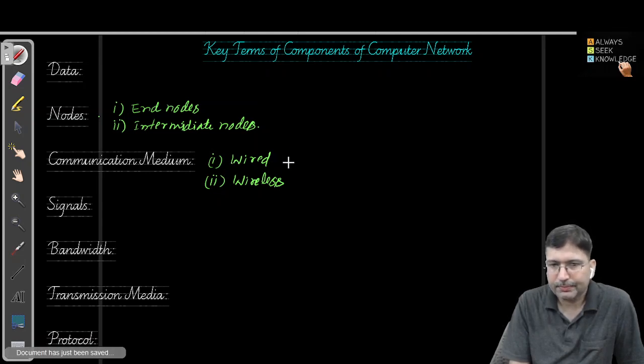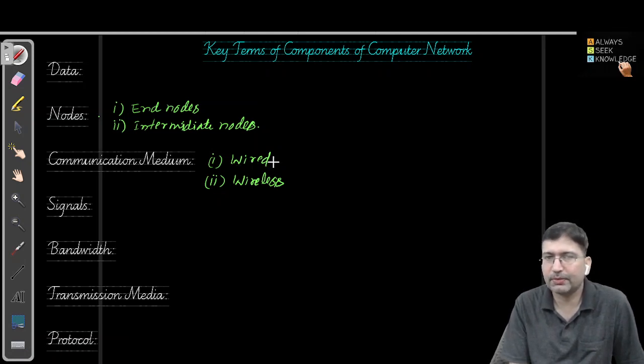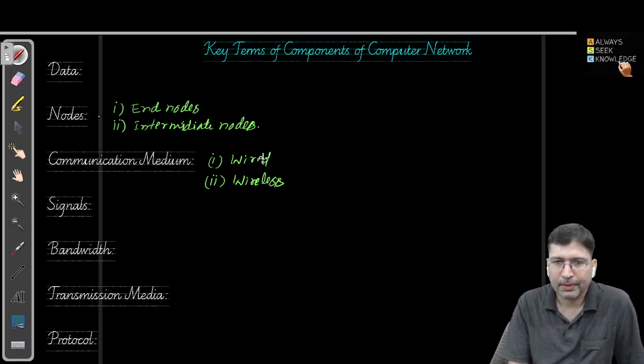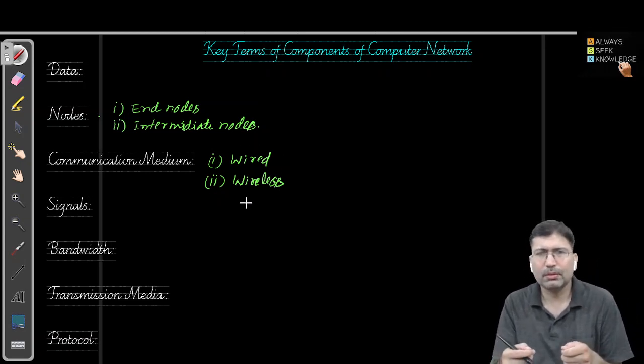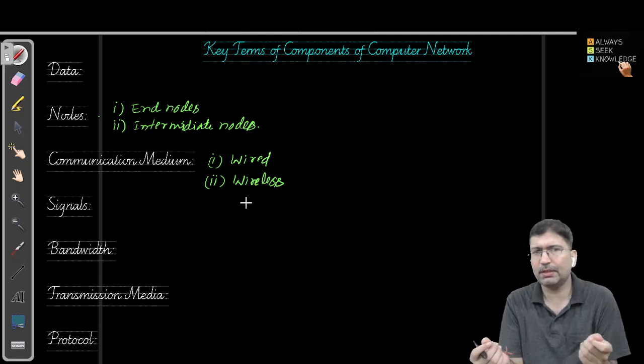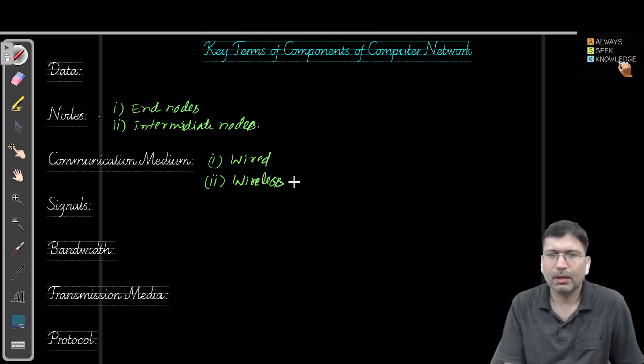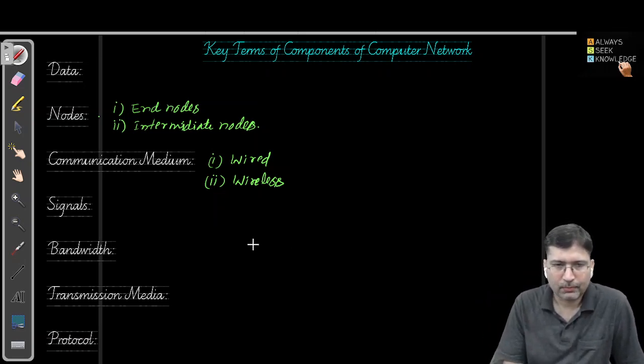In wired and wireless, the detailed properties and description we will discuss in coming lectures. Okay, so we do understand if we connect two computers with a cable, that cable we consider a wired medium. And wireless we understand, like we have Bluetooth or Wi-Fi connectivity nowadays, or mobile phones we are using. They communicate by utilizing air as a medium, that is the wireless medium.